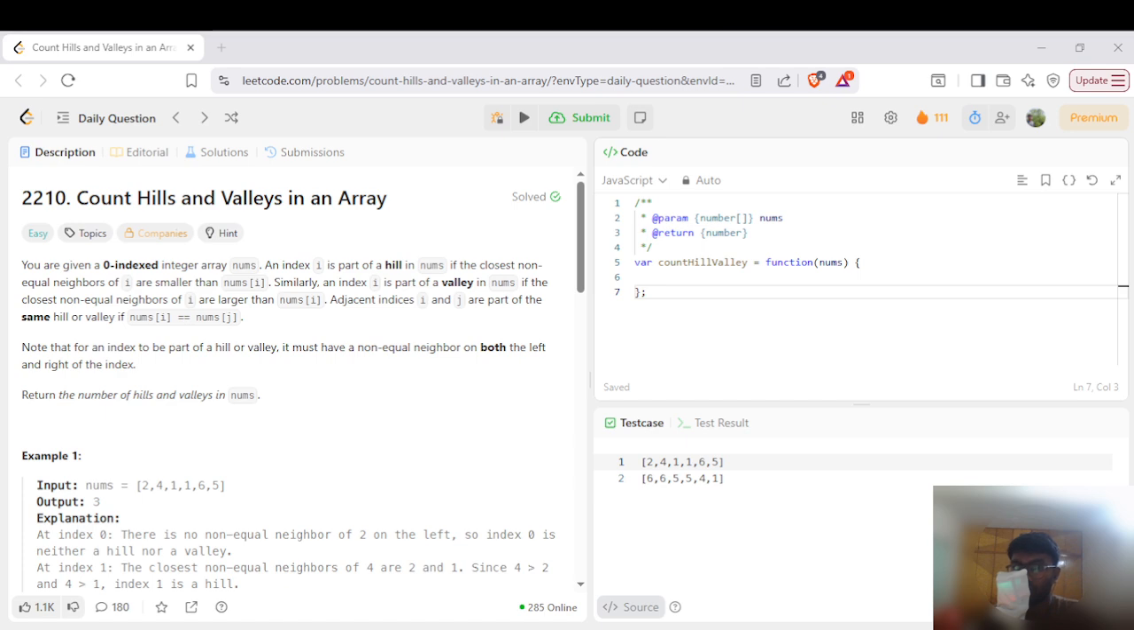2210 Count Hills and Valleys in an Array. This was a daily LeetCode problem given on 27th July, that is Sunday.